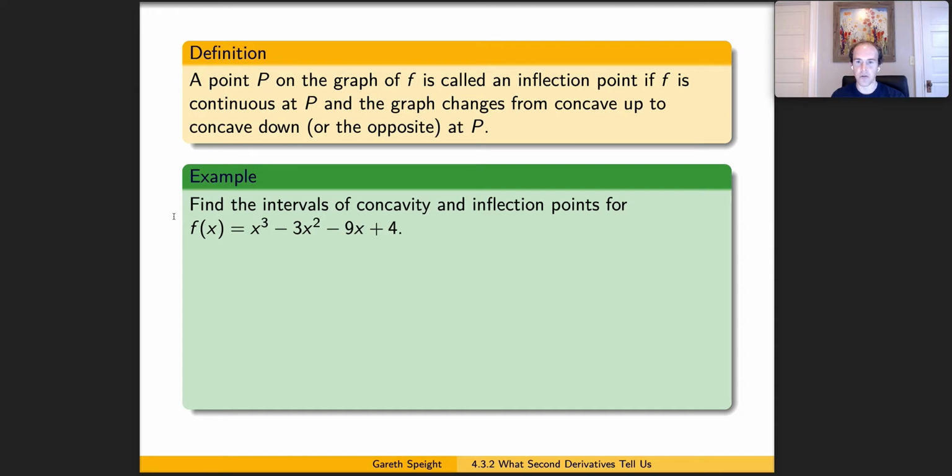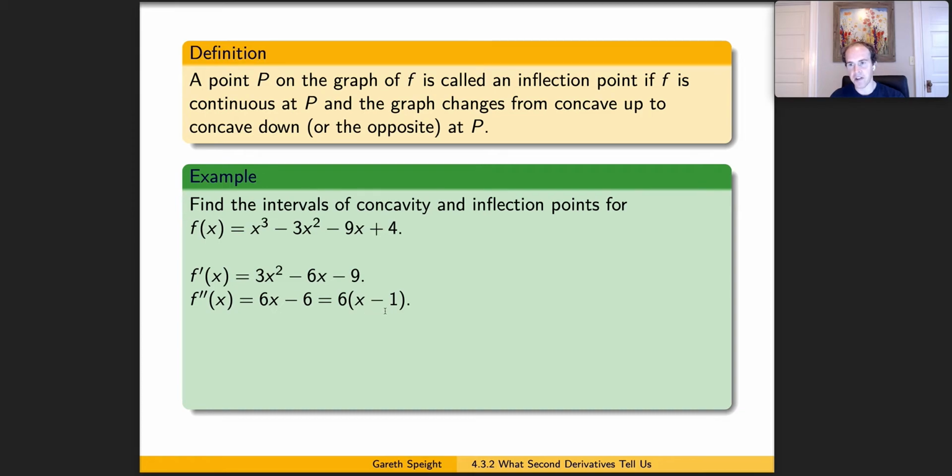So what are we trying to do? Well, we're trying to work out the second derivative, and then we have to figure out the sign of the second derivative. If the second derivative is positive, it's going to be concave up. If the second derivative is negative, it's going to be concave down. And if the second derivative changes sign, then it's going to be an inflection point. So let's put that into practice. We differentiate once, we get 3x squared minus 6x minus 9. We differentiate again, we get 6x minus 6, which we can factor as 6 times (x minus 1).